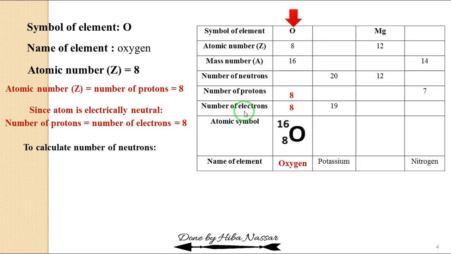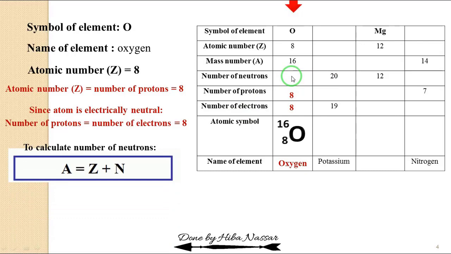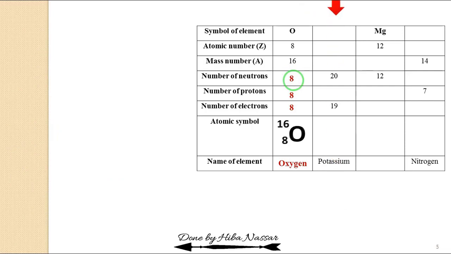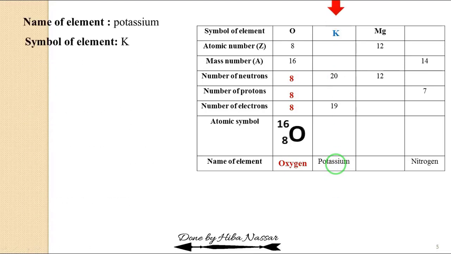Now, to calculate the number of neutrons, which is missing here, we will use the following relation, A equals Z plus N. So the number of neutrons is equal to 16 minus 8, which is 8 neutrons. Now, moving to the second element, here you have the name of this element, it's potassium. So the symbol of this element is capital letter K.